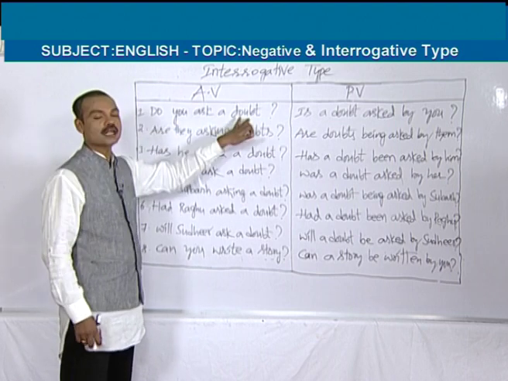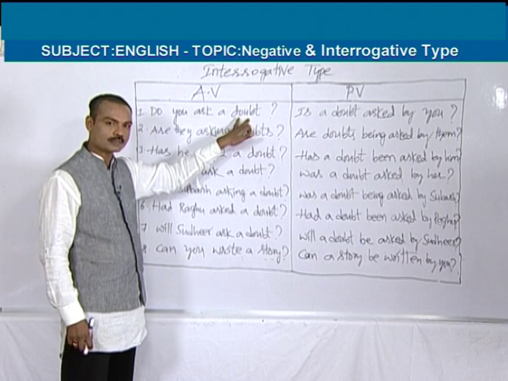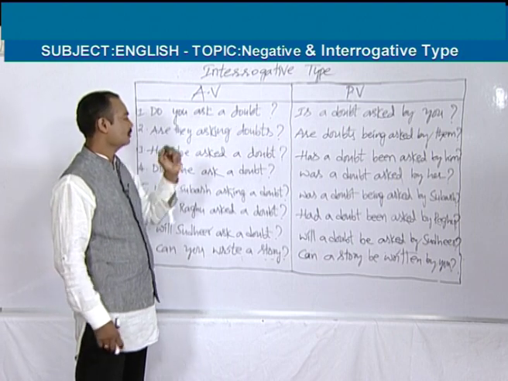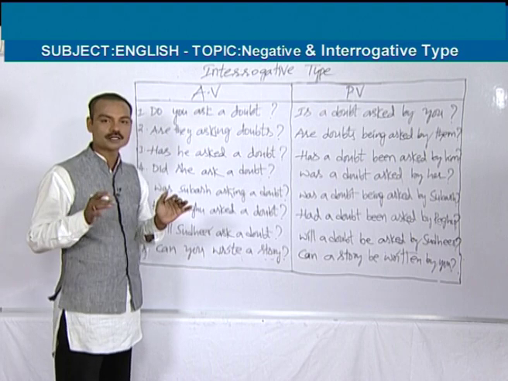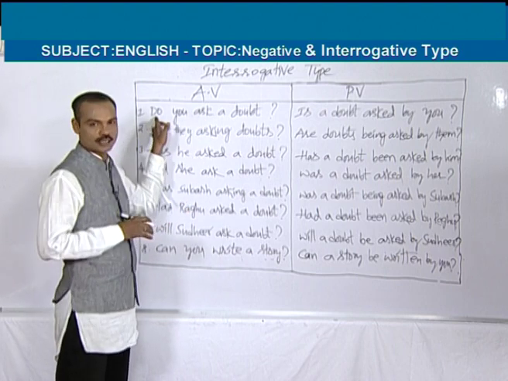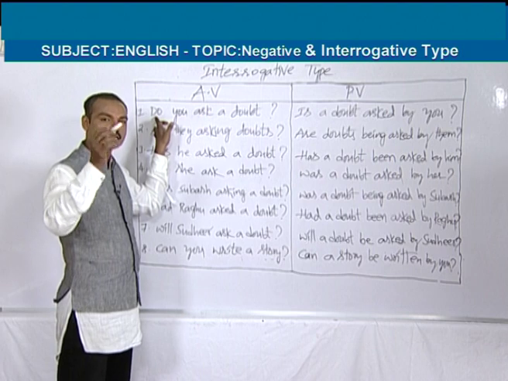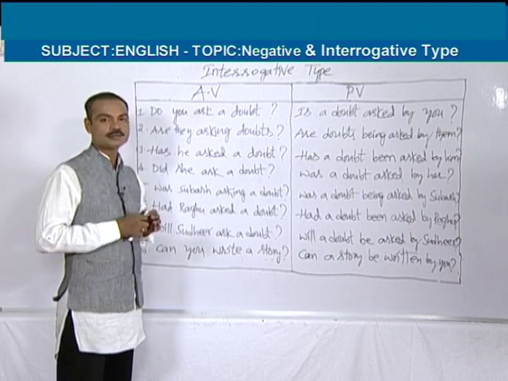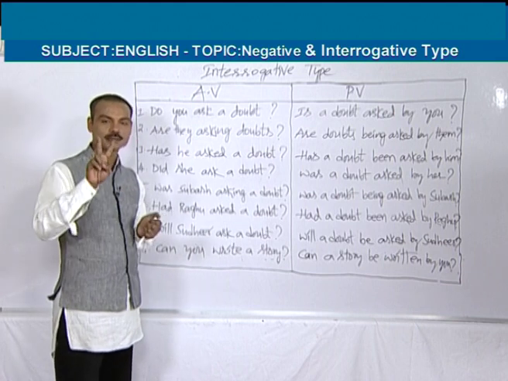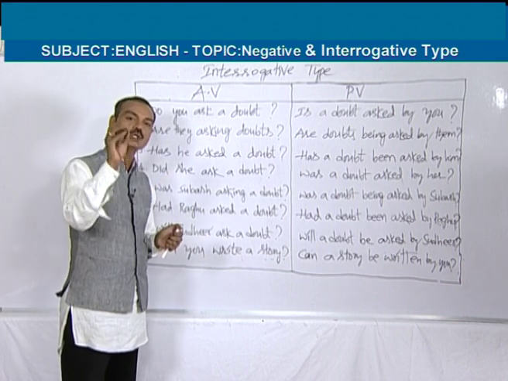Do you ask a doubt? It is a simple present tense sentence. Friends, how to find out whether it is simple present tense or simple past? See, do and does. Whenever you see either do or does, you can think that such sentences are from simple present tense. In simple present tense there are two helping verbs, they are do and does.